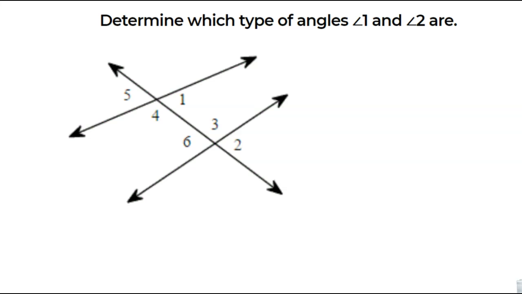Next question says to determine which type of angles angle 1 and angle 2 are. Let's take a look here. Here's angle 1. Here's angle 2. Now they are both above our transversal. And as far as the other lines that intersect, they're both below those lines. So in other words, they lie in the same spot on the intersection. We'd say they lie in corresponding places. Therefore, we'd say these are corresponding angles.